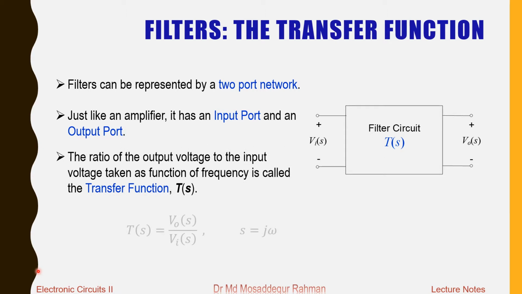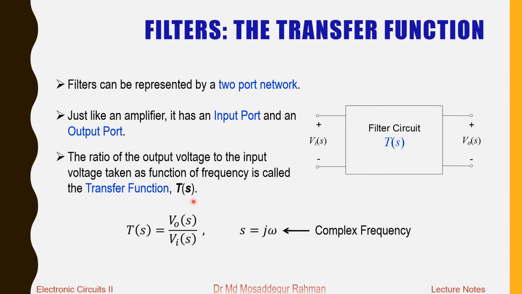The ratio of the output voltage to the input voltage of the filter circuit is called the transfer function, denoted by T(s). T(s) stands for the transfer function. It is similar to the gain of an amplifier, which is also the ratio of output to input, and we call it gain for the amplifier. But for the filter circuit, we call it the transfer function.